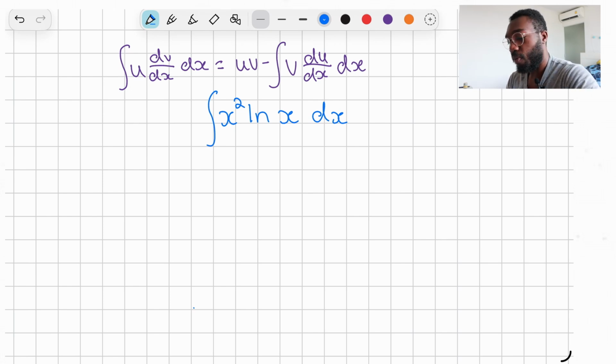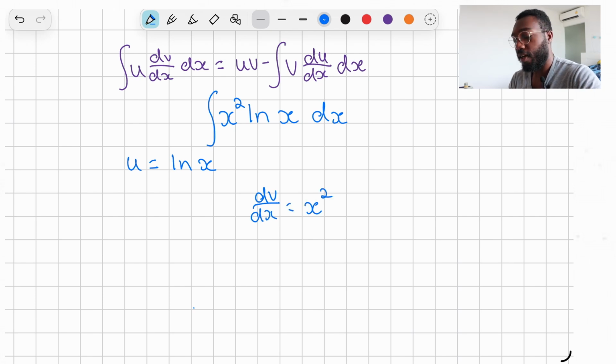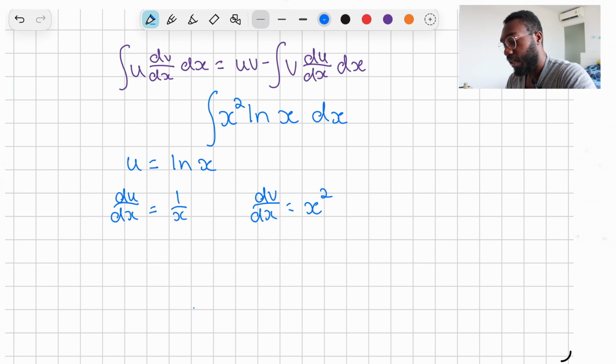So therefore, we will make u equal to ln x. That way we can differentiate it. And therefore, that means that we'll have the x squared as the dv over dx. So now if we differentiate ln x, that will be du over dx, which is equal to 1 over x. And then if we integrate x squared, that would just be x to the power 3 over 3.